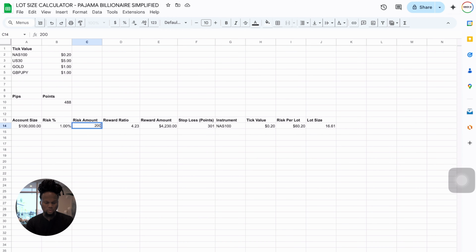So if I wanted to risk $2,000 now, oh, shouldn't touch there. If I want to risk 2%, right? So $2,000, you realize my lot size goes up more, right? And then I'm able to risk 2,000 to make 8,000-something because I'm multiplying it, right? So this is the benefit of the lot size calculator. This is the benefit of calculating the lot size.